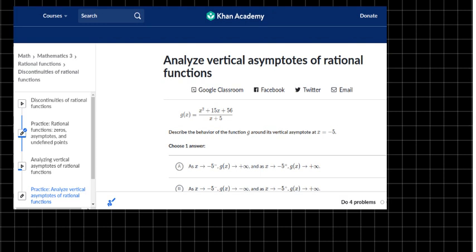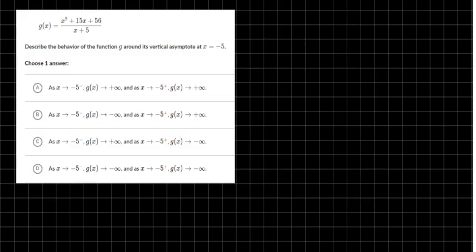Okay, we're going to work on our Mathematics 3 rational functions, discontinuities of rational functions, and analyzing vertical asymptotes. So I'm going to do 4 questions from the set. Let's start here.